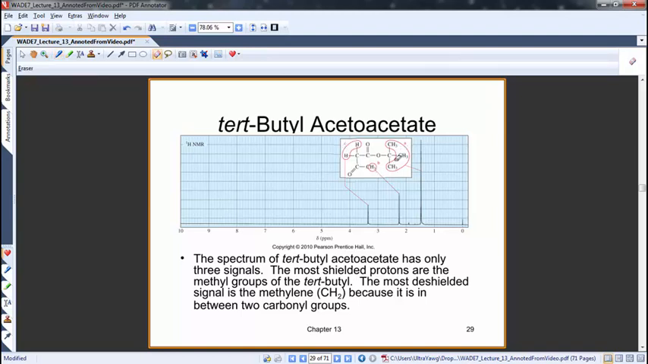And if we compare deshieldedness and we look at the x-axis location, hydrogen C, we'll just put subscript C, right? Hydrogen C is sandwiched between two carbonyls, so it's much more deshielded, further downfield, than hydrogen B, which is much more deshielded than hydrogen A. And again, the integrations, the size of the signals, would be 9H, 3H, and 2H. And you can see it's about a 3 to 1 ratio here, 2 to 3 ratio here, things like that.